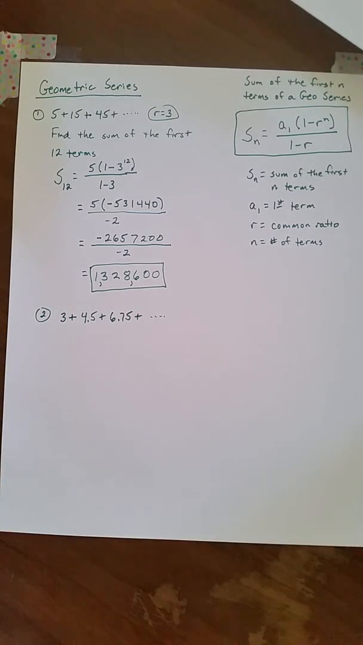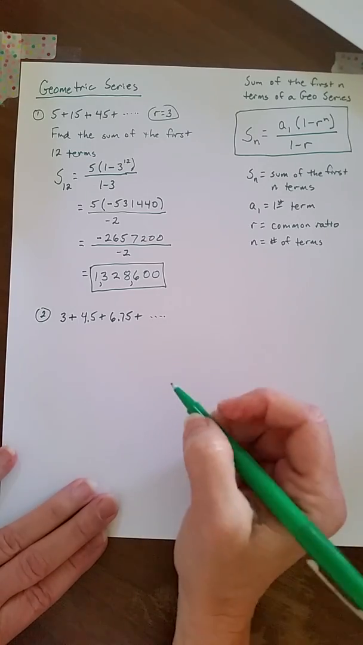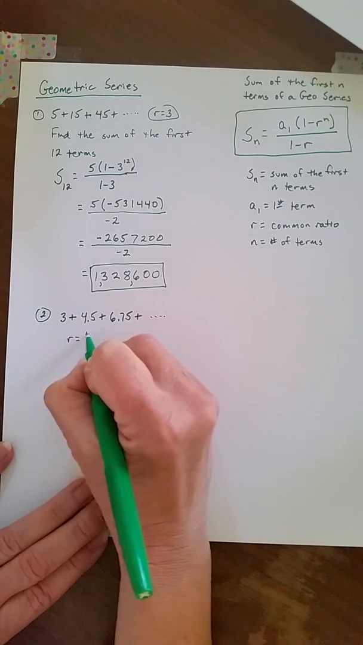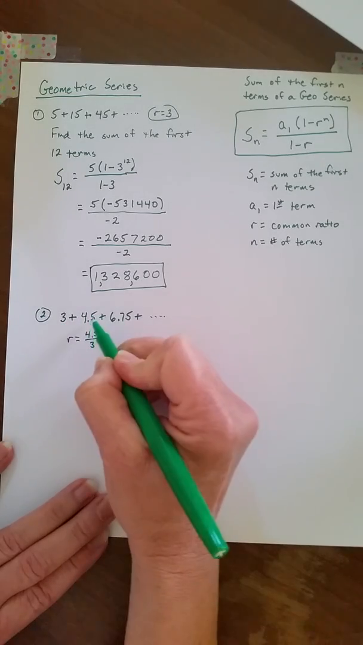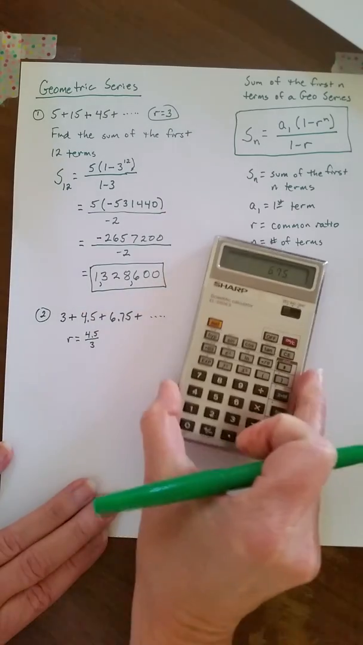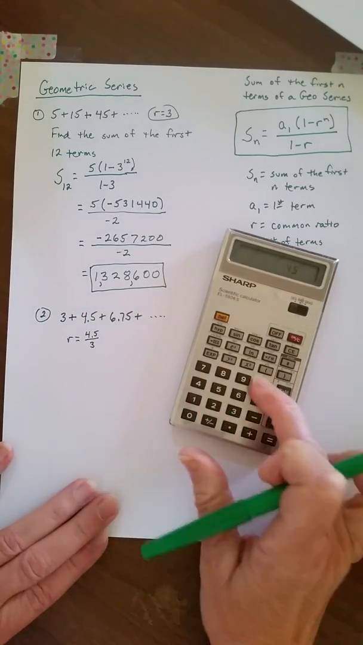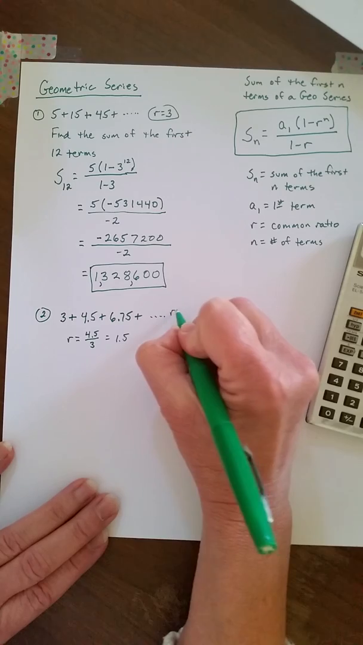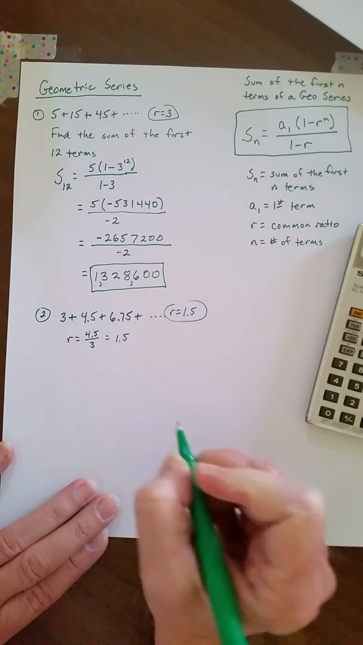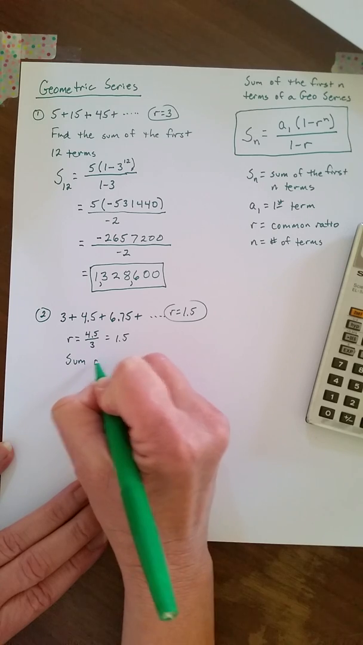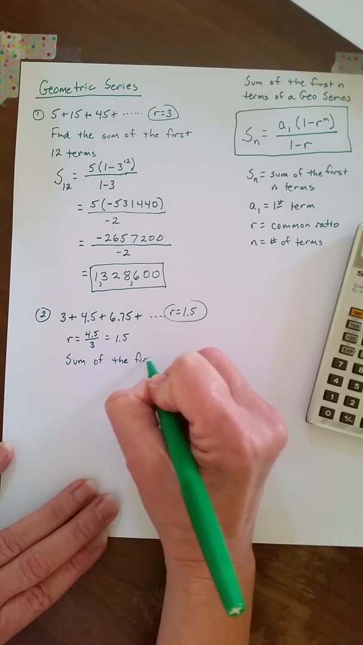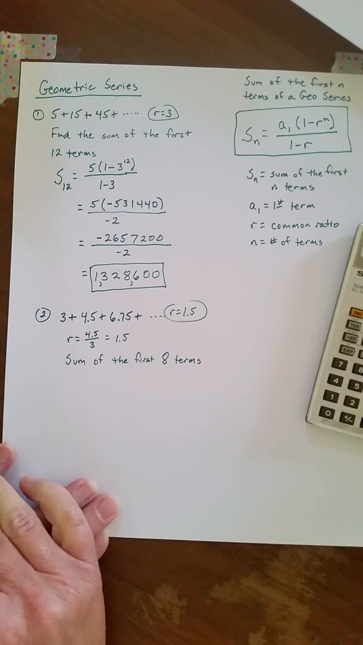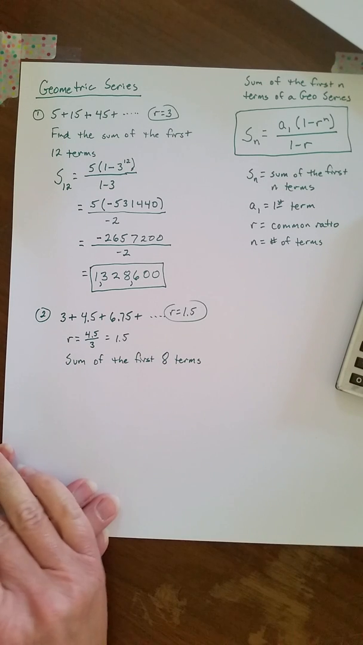Okay, now you're looking at this and you'll figure out it's not arithmetic, so it's geometric. Now to find the common ratio, I'm going to take 4.5 divided by 3. You can always take the second term divided by the first to get the common ratio. When I do that, 4.5 divided by 3, I get 1.5. So I have a common ratio of 1.5. I want you to find the sum of the first 8 terms of that geometric series. Okay, hit pause, give it a shot, and then come back.